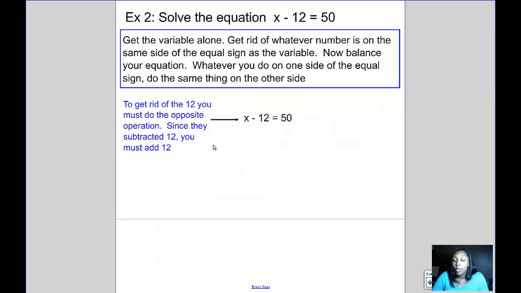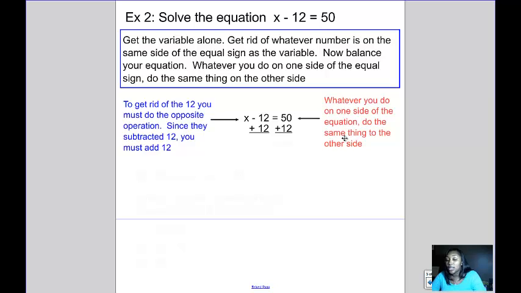And to get rid of the 12, we must do the opposite operation. So since this is a subtraction equation, to get rid of the 12, we have to do the opposite, which would be addition. So we're going to add 12. And then we're going to do the same thing to the other side of the equation, because remember, whatever you do on one side, you have to do the same thing to the other side.